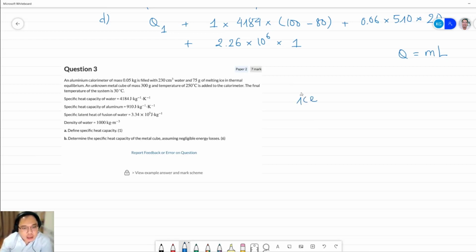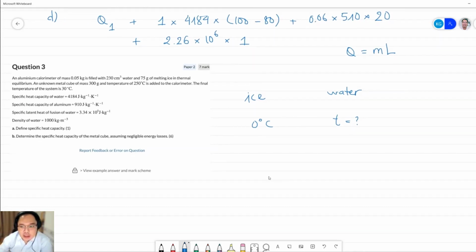Ice, at what's the temperature of the ice? Ice is at 0 degrees, right? 0 degrees Celsius. And water, we don't know the temperature of the water. Water and aluminum, four things, not just three. So we have 1, 2, 3 specific heats. Final temperature of the water is 30. Water, we don't know its initial temperature.